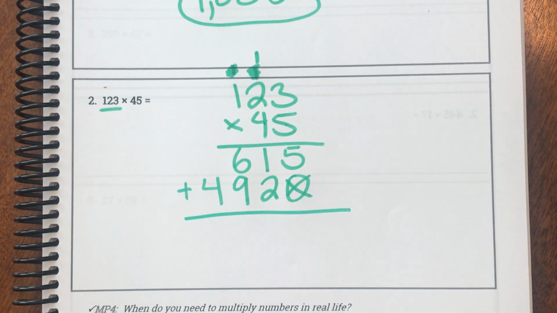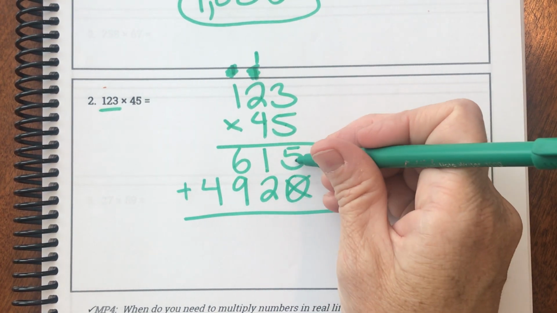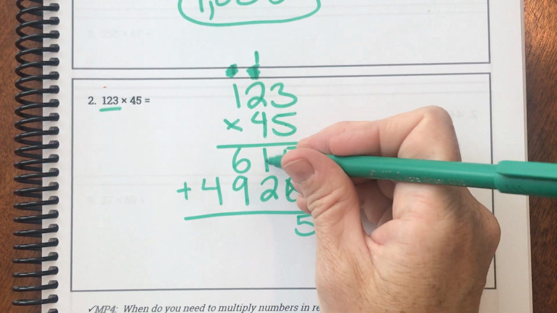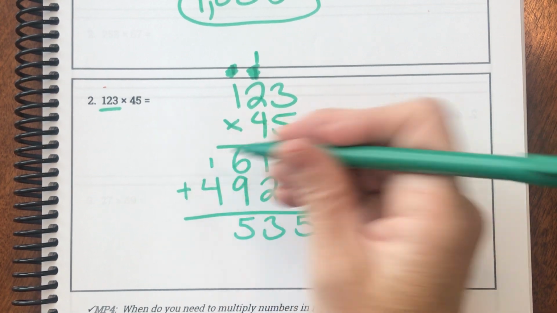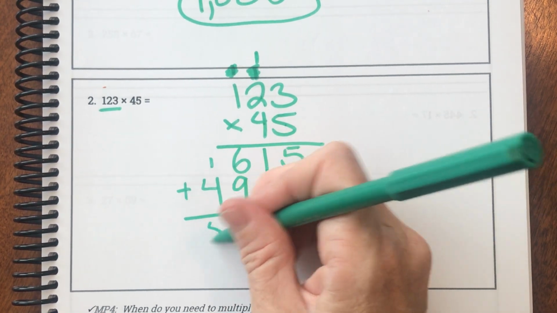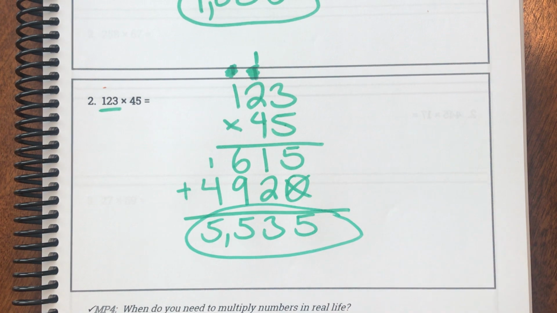Okay, so now our partial products are done, so let's add them. 5 plus placeholder is 5, 1 plus 2 is 3, 6 plus 9 is 15, so I carry my 1, 1 plus 4 is 5. So our answer is 5,535.